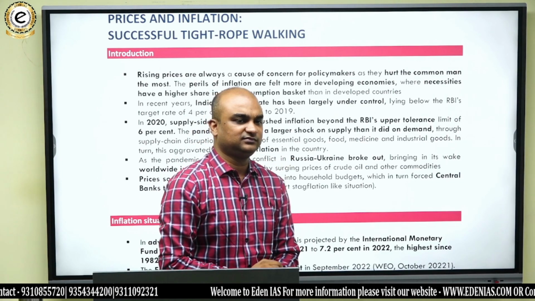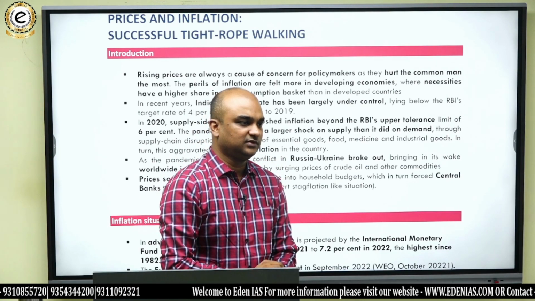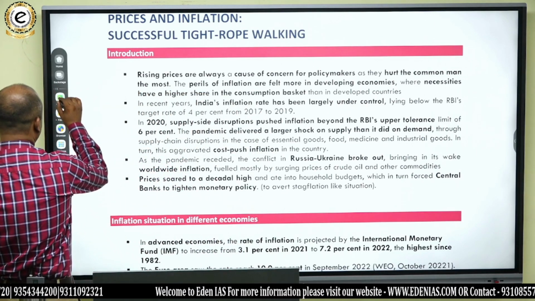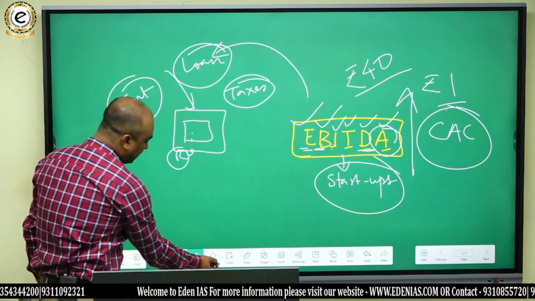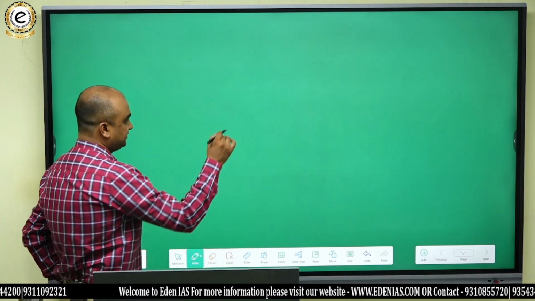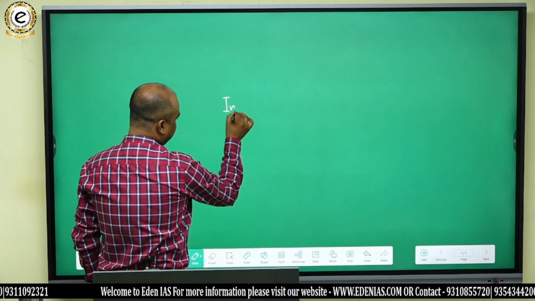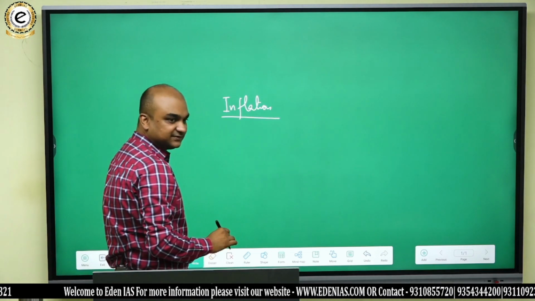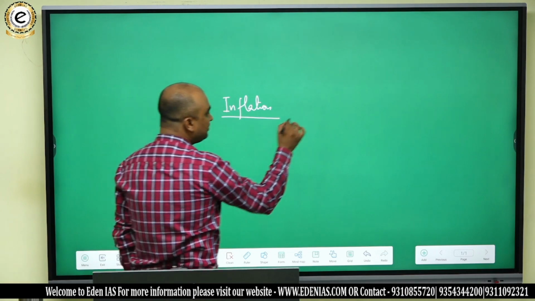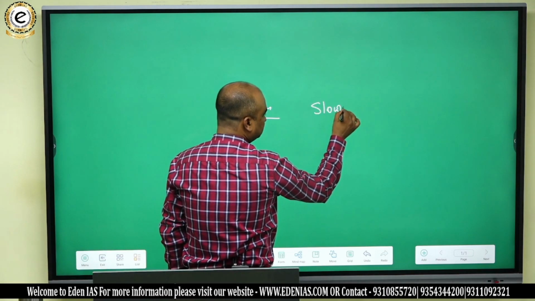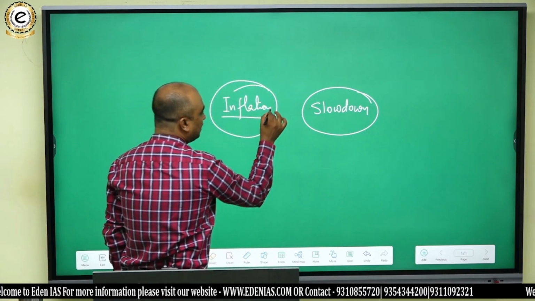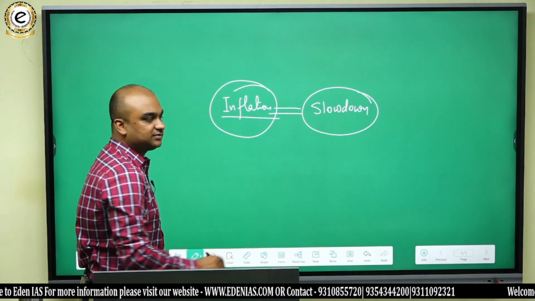ऐसा क्यों होगा? क्यों होगा? How? You tell me. How this is going to happen? You tell me that if there is inflation, we know that inflation gives an incentive to the producers. So how there can be a slowdown due to inflation? How these two can happen? How this two is related?